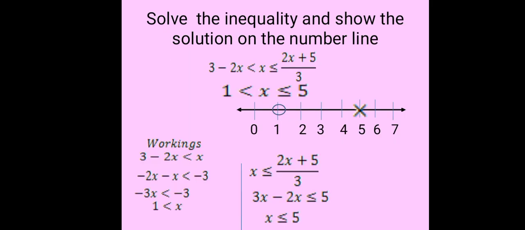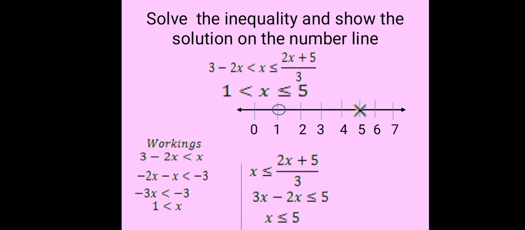Solve the inequality and show the solution on the number line. Now we can solve the first part, 3 minus 2x is less than x, and the other part independently. The other part is x is greater or equal to 2x plus 5 over 3. Sorry, I was reading wrong, it should be x is less or equal to.